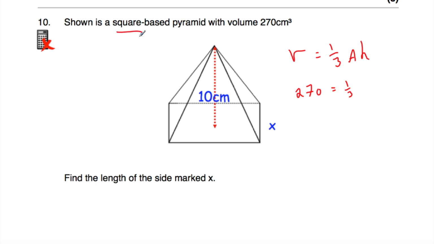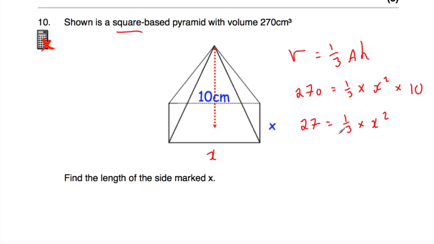Now, if it's a square base pyramid, and that side's x as well, we would do x times x, which is x squared. So the area is x squared, multiplied by the height, the perpendicular height, which is 10. So we've now got this, we just need to solve it, and then we'll find out what x is. I'm going to divide both sides of this equation by 10. Dividing the left-hand side would be 27. And dividing the right-hand side by 10 would get rid of this multiply by 10, so we just have a third times x squared.